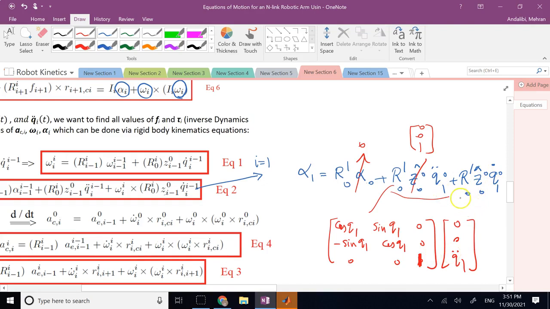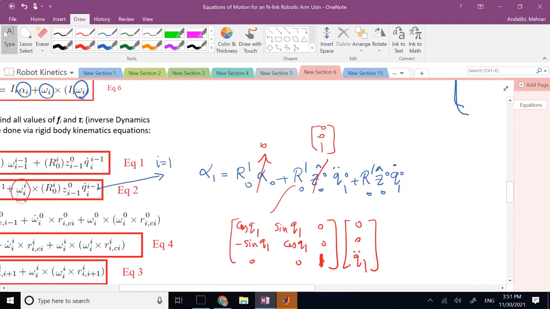Well, we just forgot one thing, and we forgot this omega to be added here. So this is going to be plus omega of 1 in 1 cross that. So what's happening here? Omega of 1 in 1 is going to be like 0, 0, q1 dots. This thing here also, when you do it, is going to be like 0, 0, q1 dots.